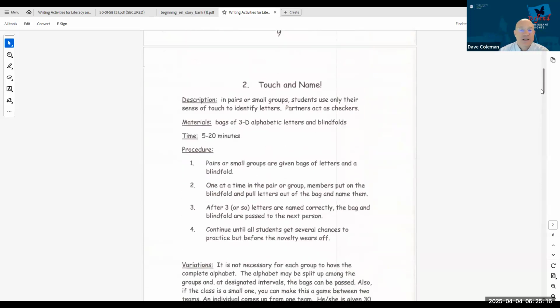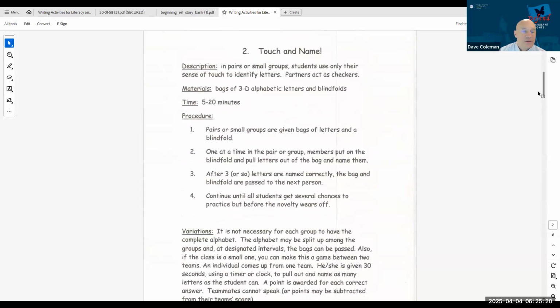Another thing I call Touch and Name. If you go to a children's store or Ross or Michaels or Marshalls, sometimes in the kids section they have little clear boxes or containers of three-dimensional letters, and you put them into bags, and in a small group, each group has a bag and they can't see it. It's like a brown bag or a dark bag.